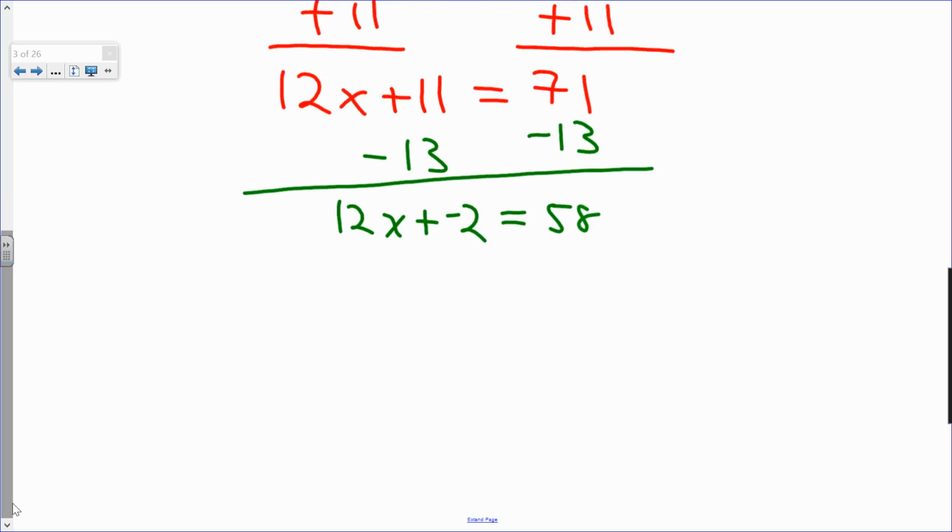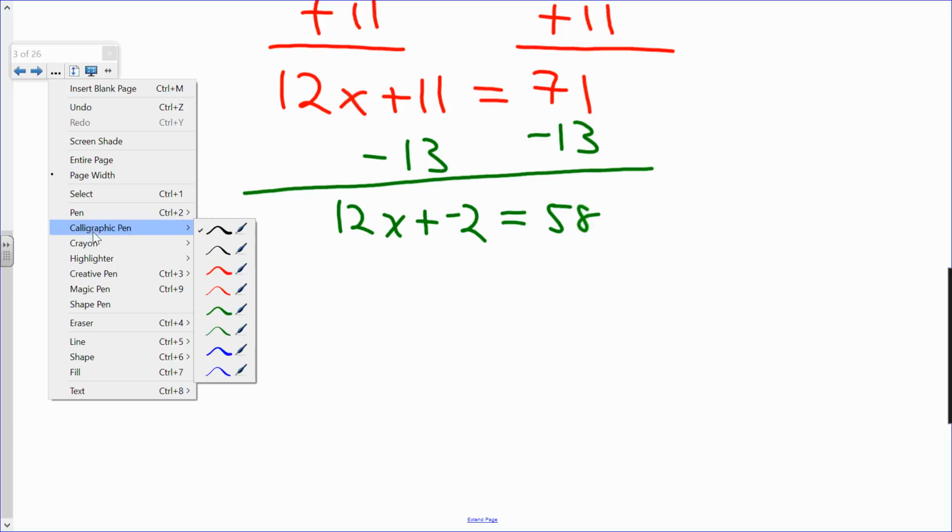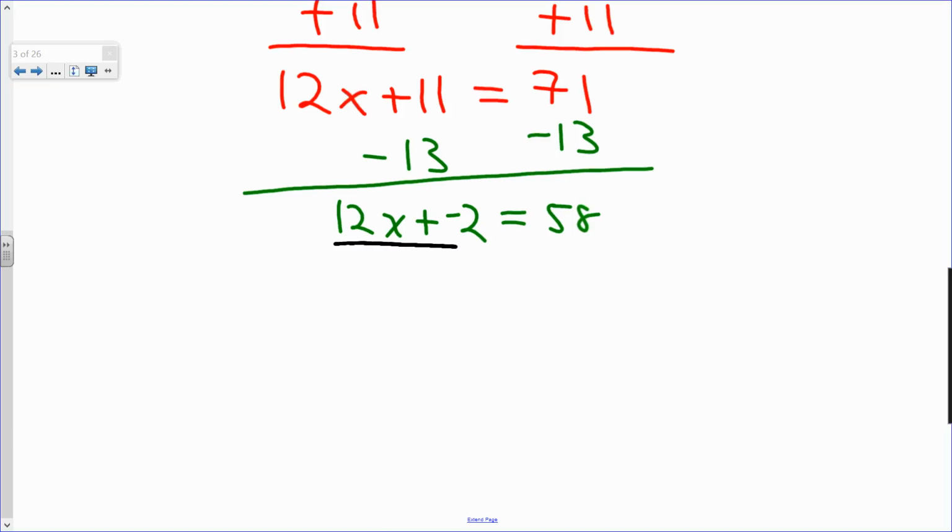I'm going to divide both sides by 2. I'm going to divide by 2 on this side and on this side. Let's see what I get. So 12x divided by 2 is going to become 6x plus negative 2 divided by positive 2 is negative 1. And then 58 divided by 2. What is that? 29. 58 divided by 2.